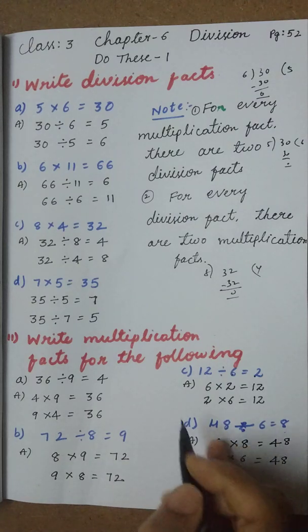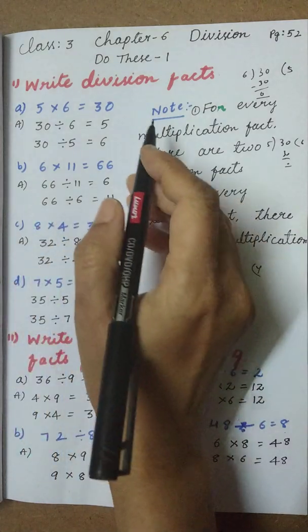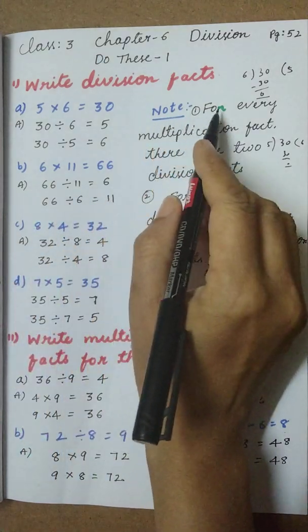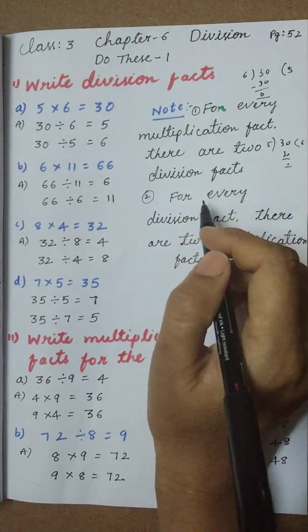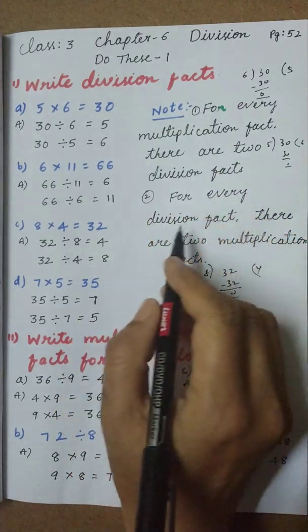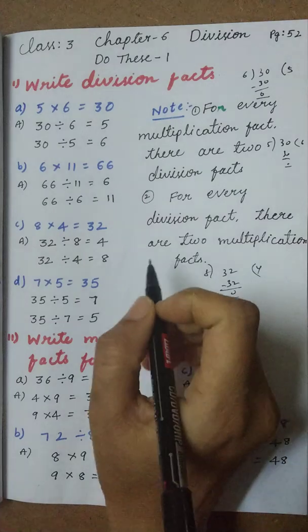Okay. So what we understand here, one note I have given here. For every multiplication fact, there are two division facts. Okay. Next one. For every division fact, there are two multiplication facts. Okay, children.